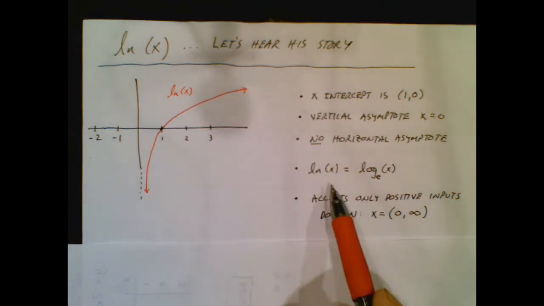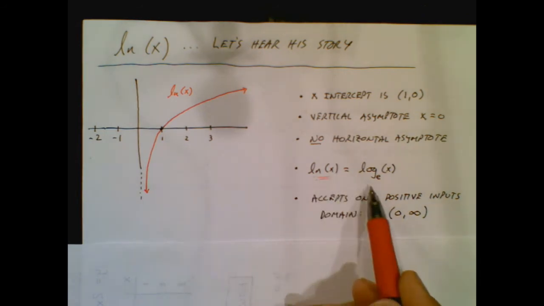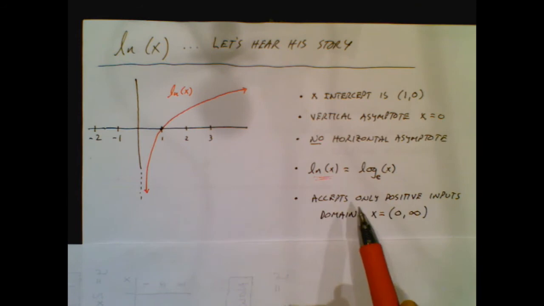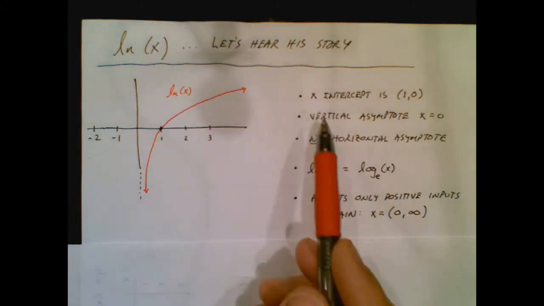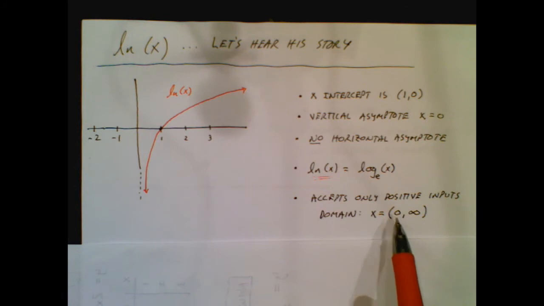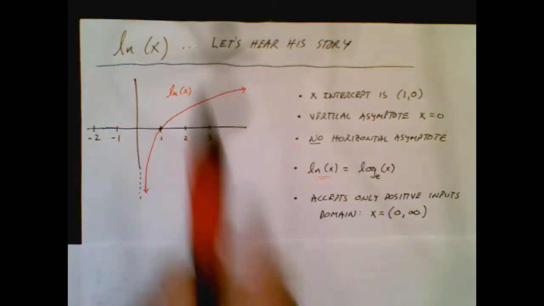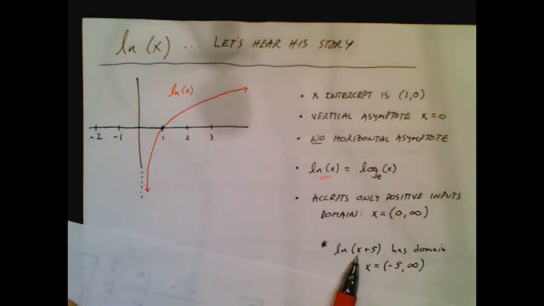And you should realize that natural log of x is really just a special form of a logarithmic equation. It's the log base e. And log base e is so famous and so common, it gets its own name, natural log of x. And as I alluded to, the natural log of x is only going to accept positive inputs, or positive x values. Of course, that would change if you shifted it.